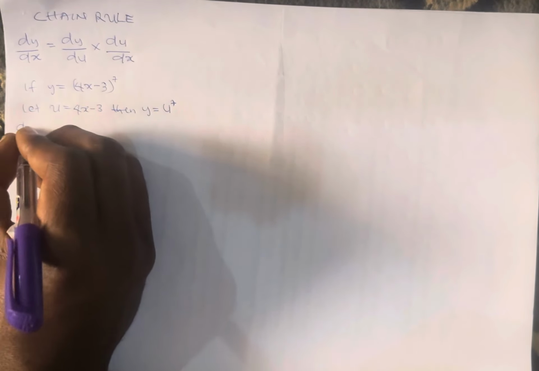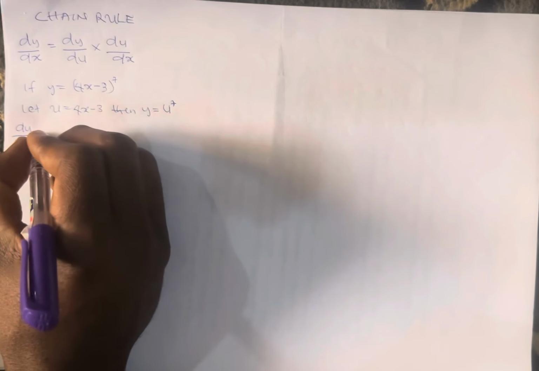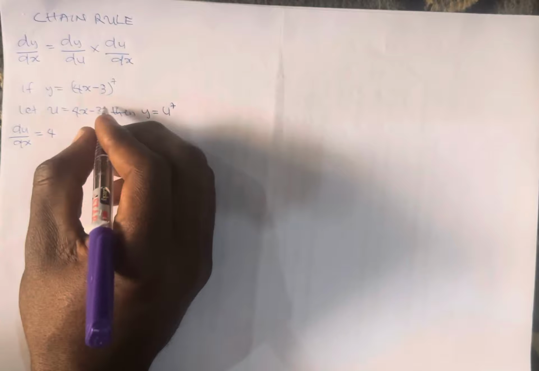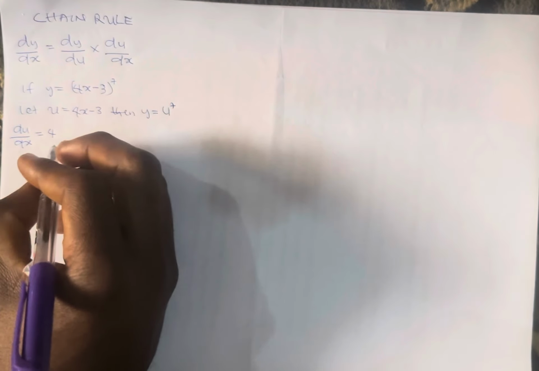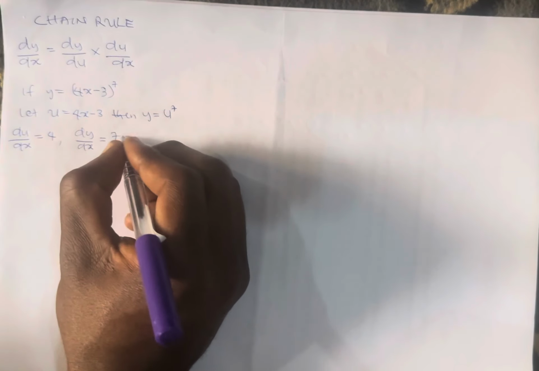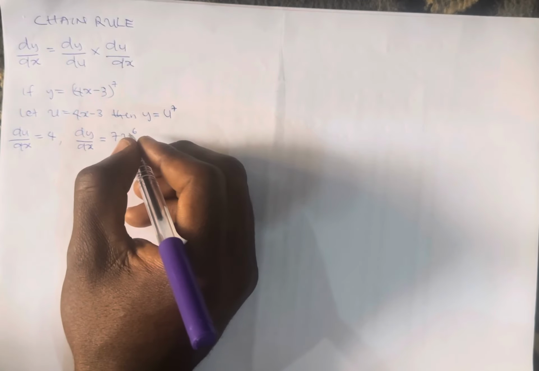By the time we differentiate u with respect to x, we have du/dx equal to 4. If you differentiate u with respect to x, we have 4. Then this is a constant, automatically 0, so we're left with 4. Then differentiate y, we have dy/du equal to, you drop the power and minus 1 from the power, 7u to the power of 6. So now we have our du/dx and we have our dy/du.